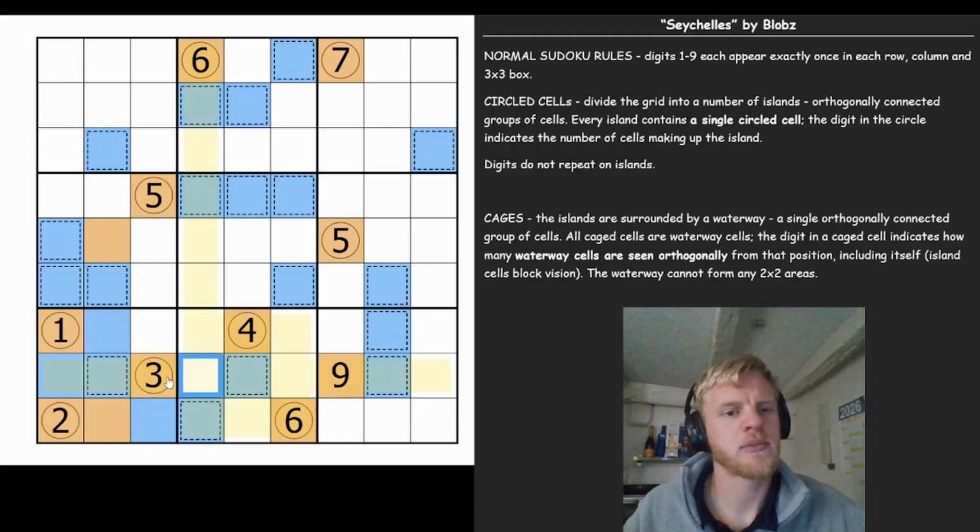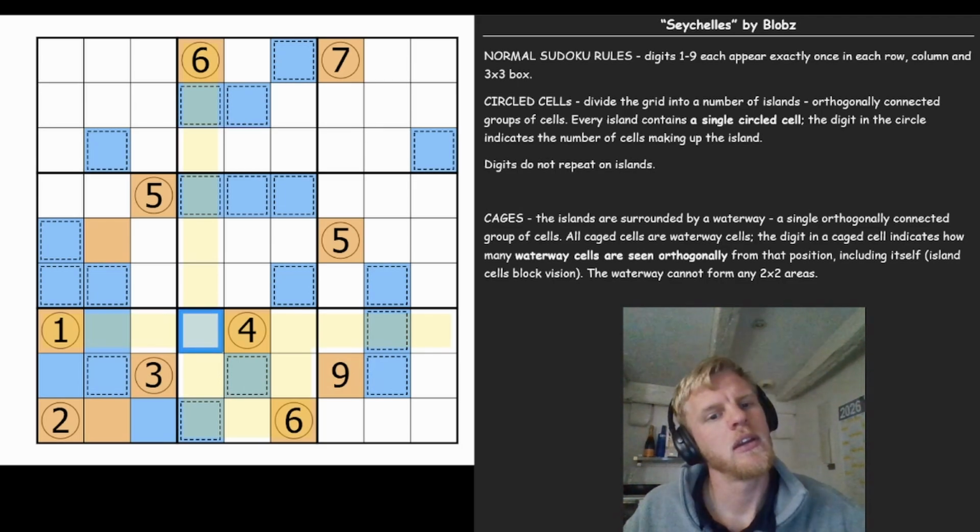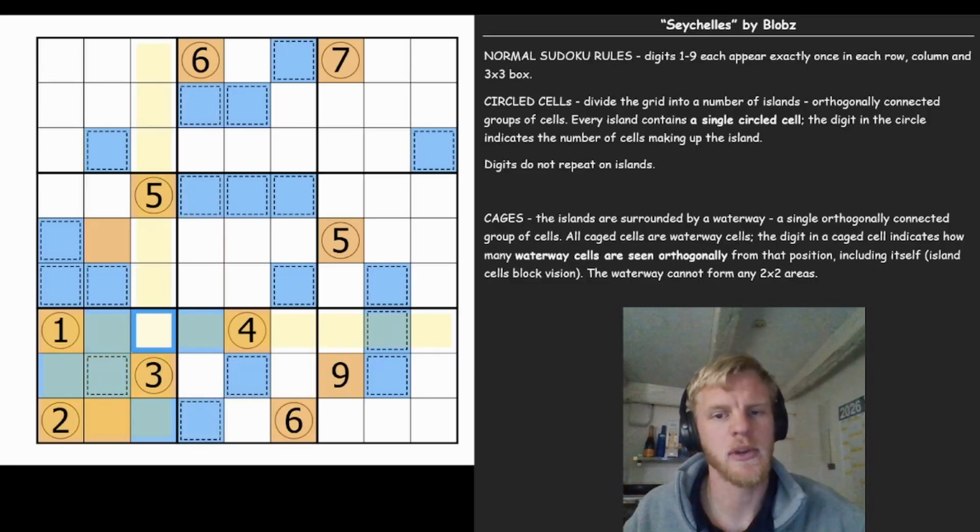Now the 3 can expand in this direction, but can't expand into here because then 3 and 4 would touch, and I think that's not possible. So that is waterway. Can that be a part of the 4? No, it can't be, because the 3 definitely goes up here, and then either this or this.